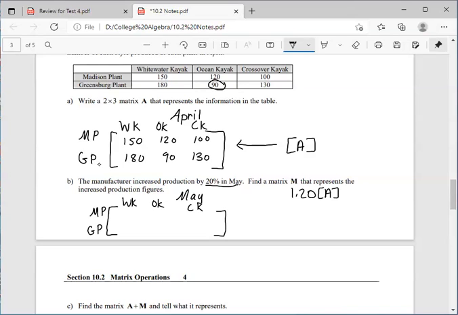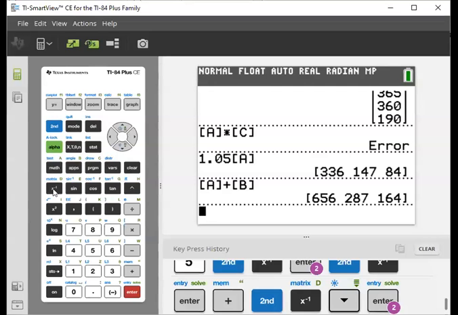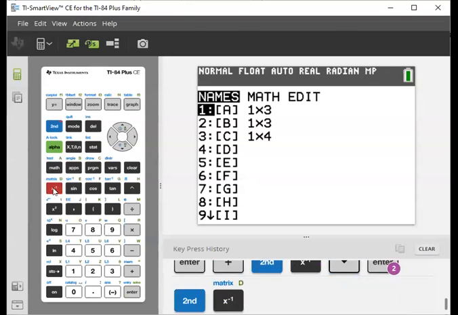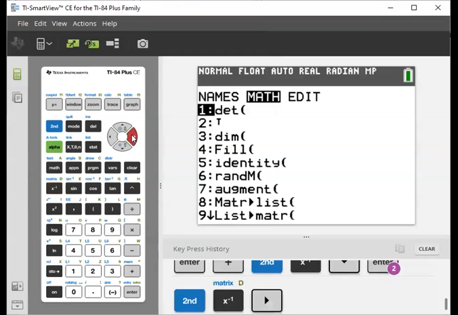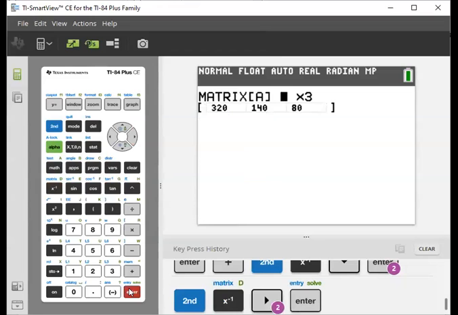So I'm going to go to my graphing calculator and go to that first column. And I'm going to push that second x^-1, and I need to edit matrix A. So I'm going to hit enter.